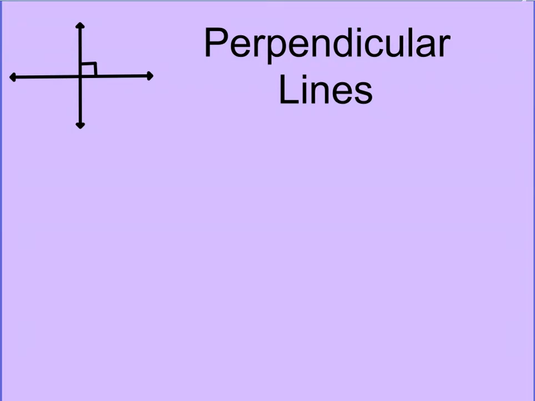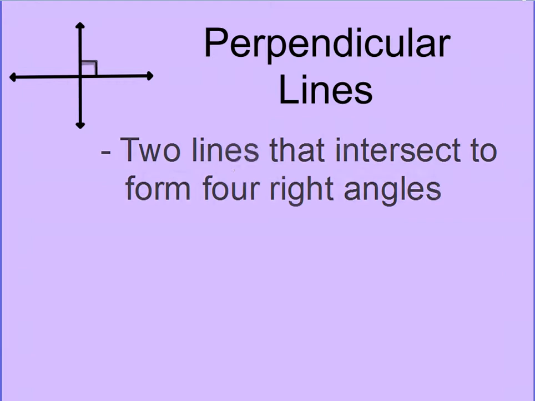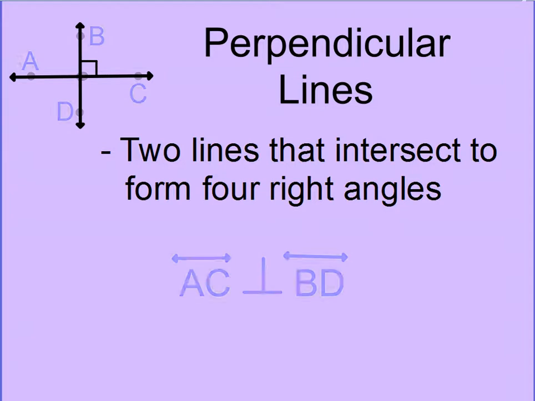When I want to write the notation for perpendicular lines, of course, perpendicular lines are two lines that intersect to form 4 right angles, and don't ever assume in a picture that they are right angles unless you see the little square that tells you it's a right angle. The symbol for perpendicular looks like an upside down capital T. In this picture, this notation is telling me that line AC is perpendicular to line BD.